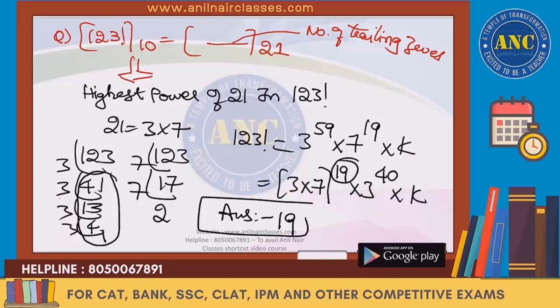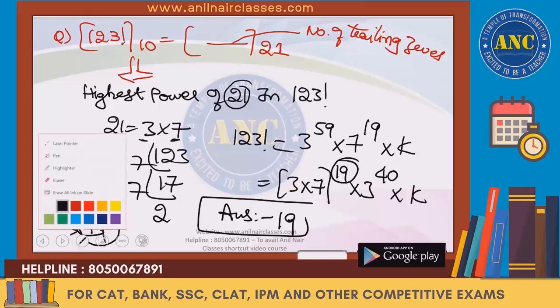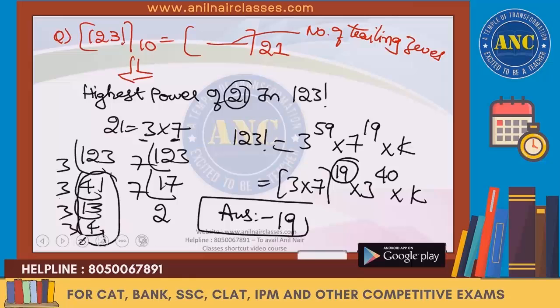Number of trailing zeros, basics are over. Now I will increase the level of difficulty. Highest power of 21. 21 is 3 into 7. Just to do it for 7, that is enough. The number of trailing zeros for base system K is nothing but the highest power of K in base system 10.